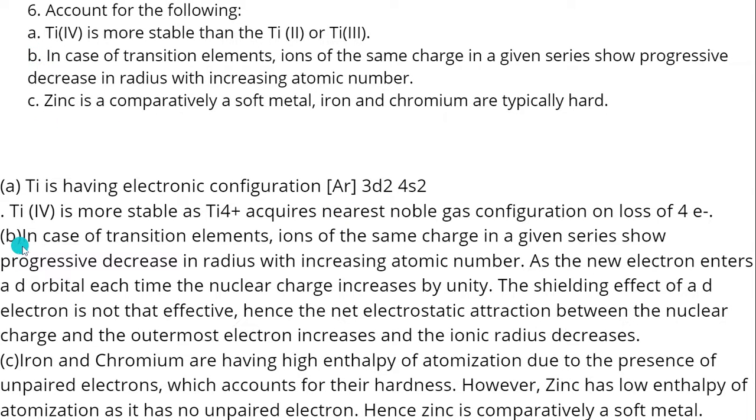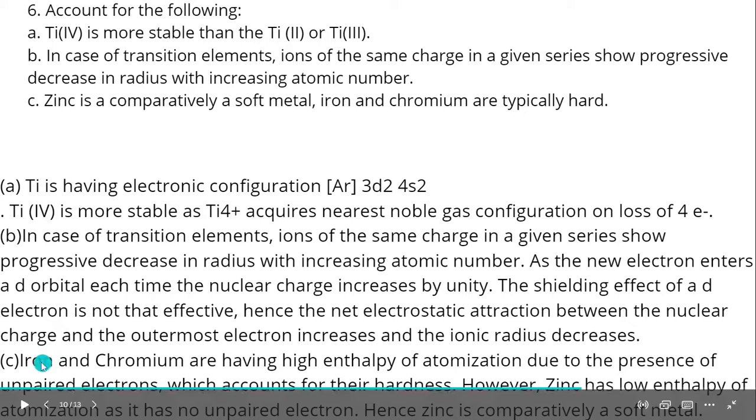Moving on to 6b. It says that in the case of transition elements, ions of the same charge in a given series show a progressive decrease in radius with increasing atomic number. As the new electron enters the d orbital, the effective nuclear charge on the outermost electron increases and the ionic radius decreases.